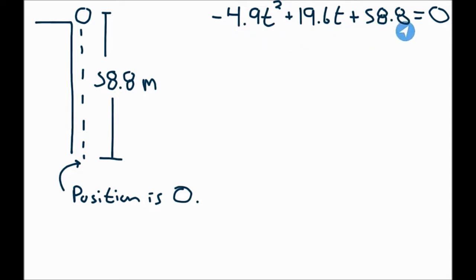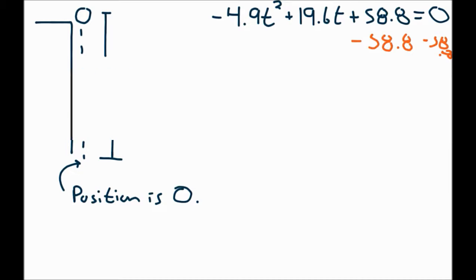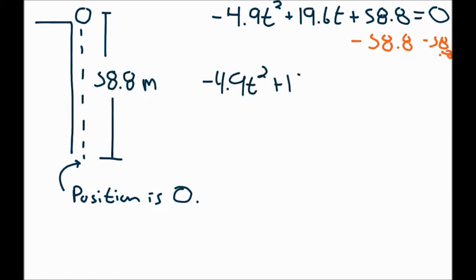So remember, we said that this is a constant. This 58.8 is a constant term, so we want to move that to the right-hand side of the equation. So the way that we do that is by first subtracting 58.8 from both sides. And we end up getting negative 4.9 t squared plus 19.6 t is equal to negative 58.8.